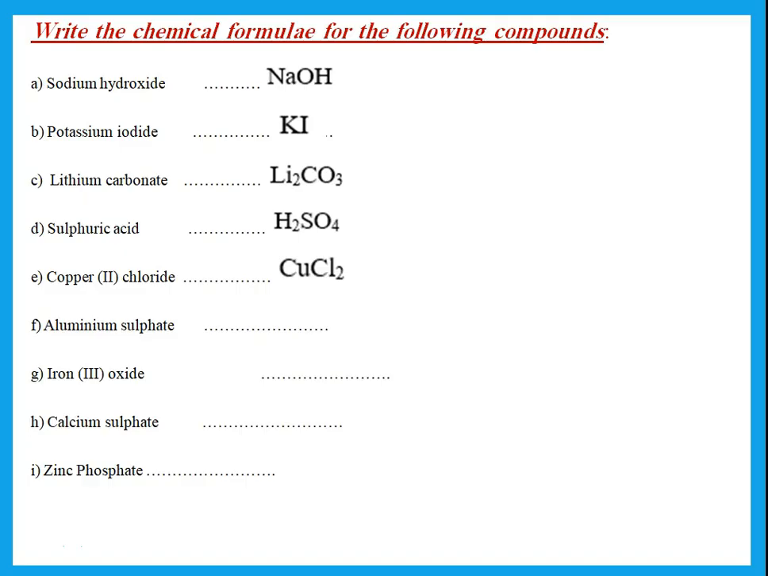If I say copper 2 chloride, that means the valency of copper is 2, and we said we put the valency of 1 under the other. Aluminium sulfate. Again, you write the symbols and then you check the valencies.